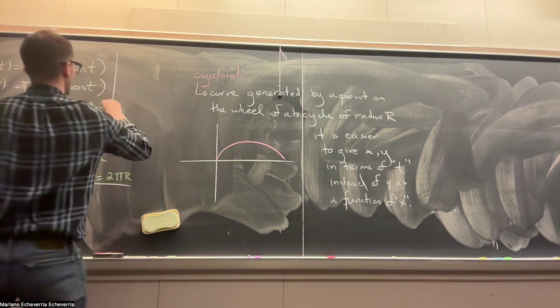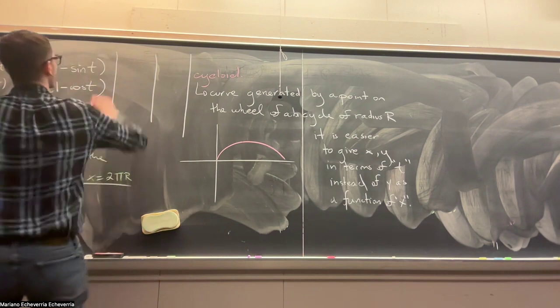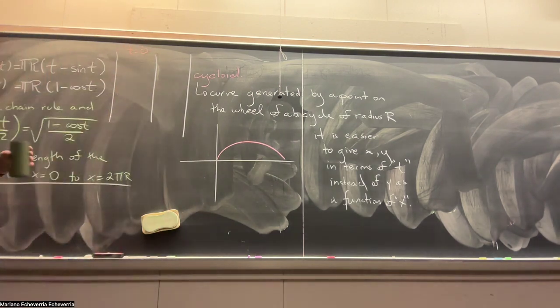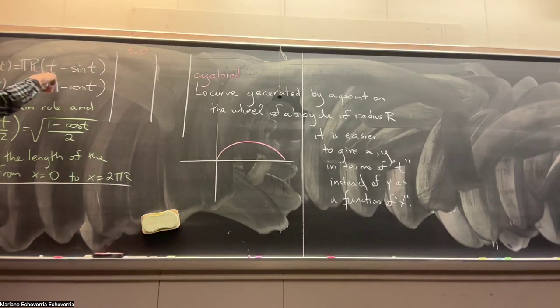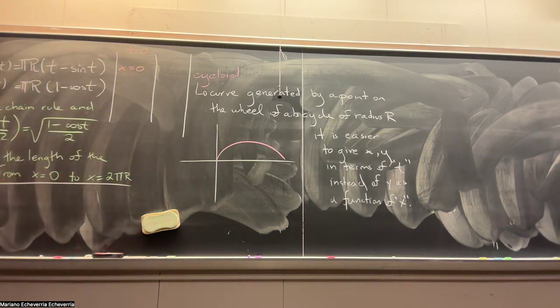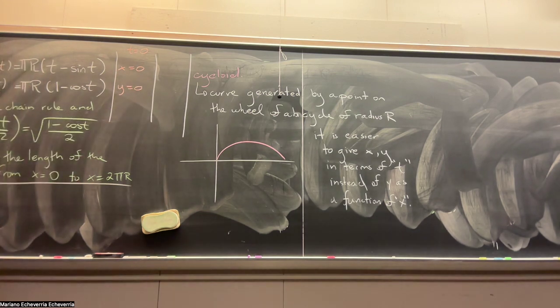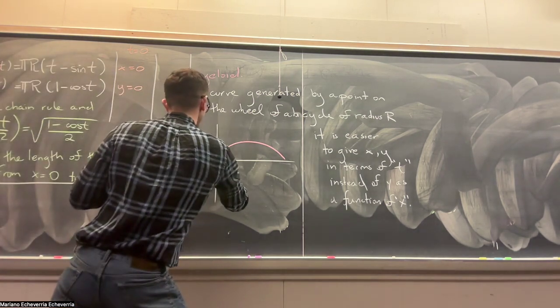Let me make it like a table. What happens if I plug in t equals 0 in these two formulas? Sine of 0 is 0, right? So 0 times whatever gives you 0 here. And then cosine of 0 is 1, so 1 minus 1 is 0, so you get y equals 0. So t equals 0 corresponds to precisely this point.